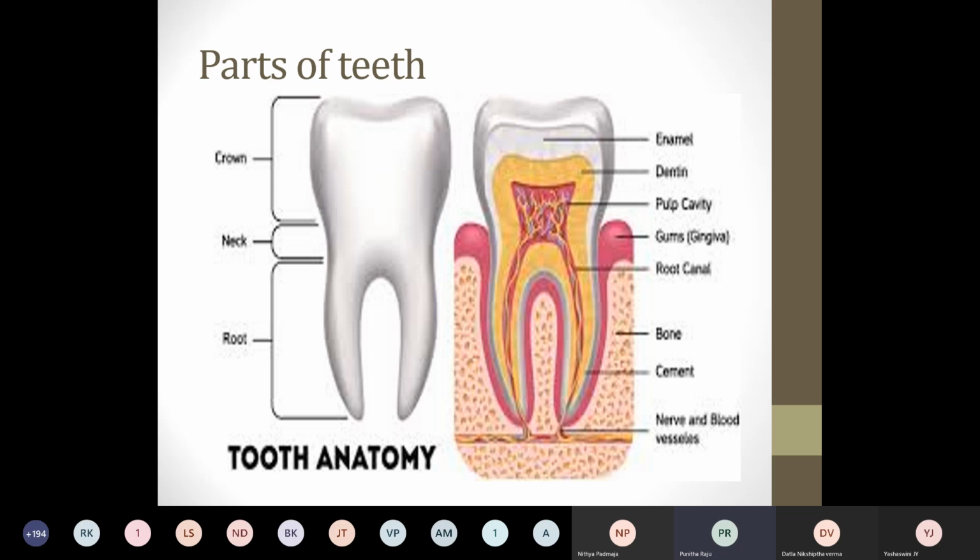And next, the teeth get attached to the bone through the periodontal tissue. The junction between the teeth and the bone is called the periodontal tissue, or periodontal membrane. And next you have the root of the teeth. So these are the different parts of the teeth.